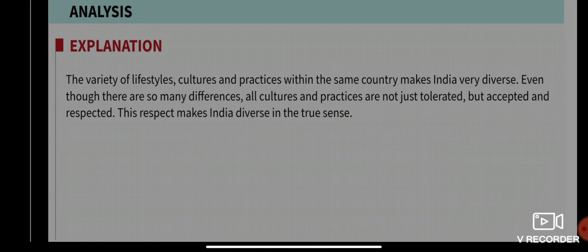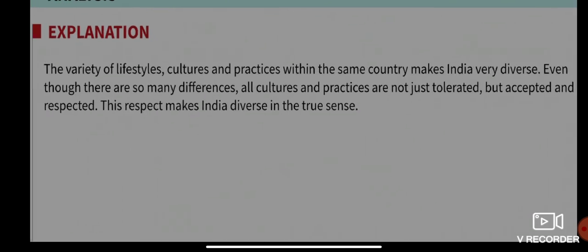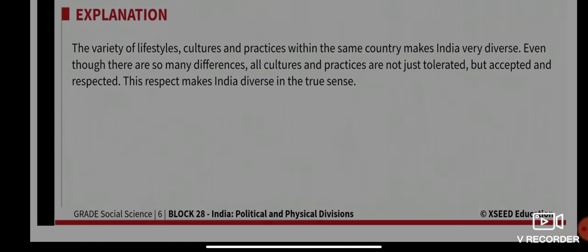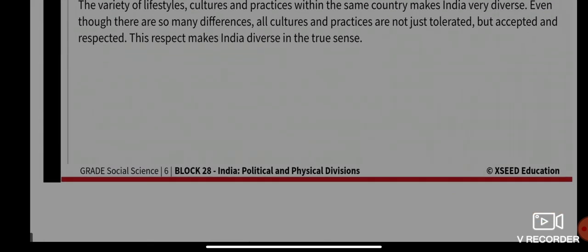This respect makes India diverse in the true sense, because as you go to different parts of the country, visiting different places, different states, different geographical locations, you will see that the food habits, the clothes that people wear, the language that they speak, the traditions that they practice, the costume, and the religion that they follow differ from one state to another state. And that makes India a diverse country or nation.